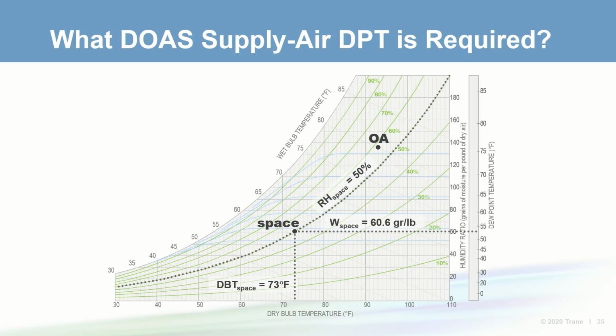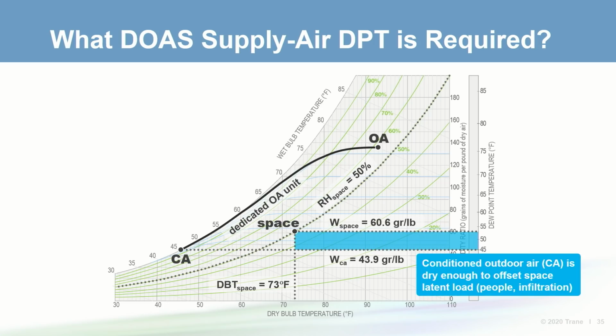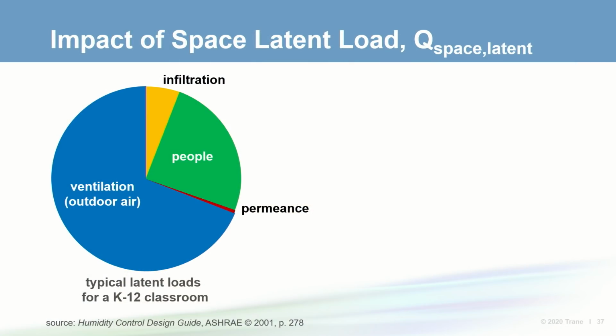Depicting this in the psych chart, the dedicated unit dehumidifies the outdoor air to 43.9 grains per pound. As we calculated, this is dry enough to offset the entire space latent load and keep the space humidity at the desired level. Of course, the result is going to differ for other space types and conditions. Again, the three variables in this equation are the space latent load, the CFM of outdoor air, and the desired space humidity ratio. Starting with the latent load.